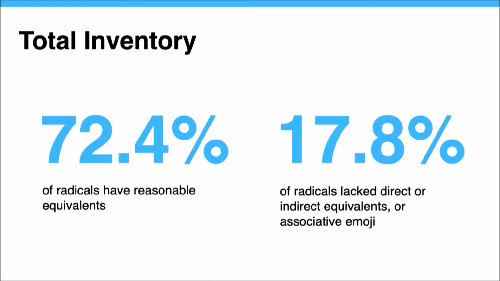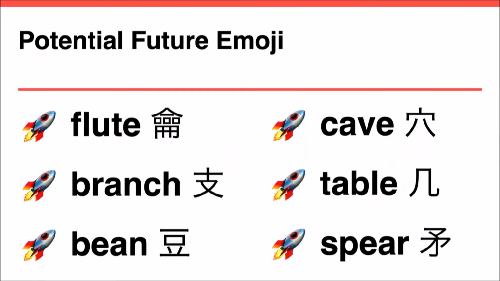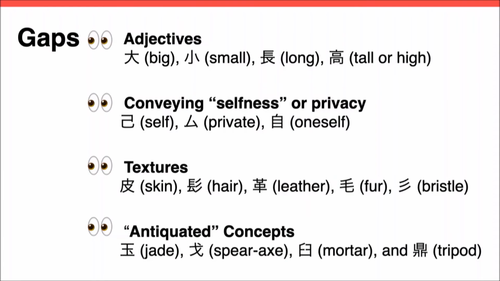With emoji, a lot of emoji map into Chinese characters. Some of them don't. Here are some potential future emoji where there was a Chinese radical, but there was no emoji. And I think bean actually came out of this, I think it's coming. I always forget what we're allowed to say or not to say, but I think bean is on its way. So I identified a bunch of semantic gaps.